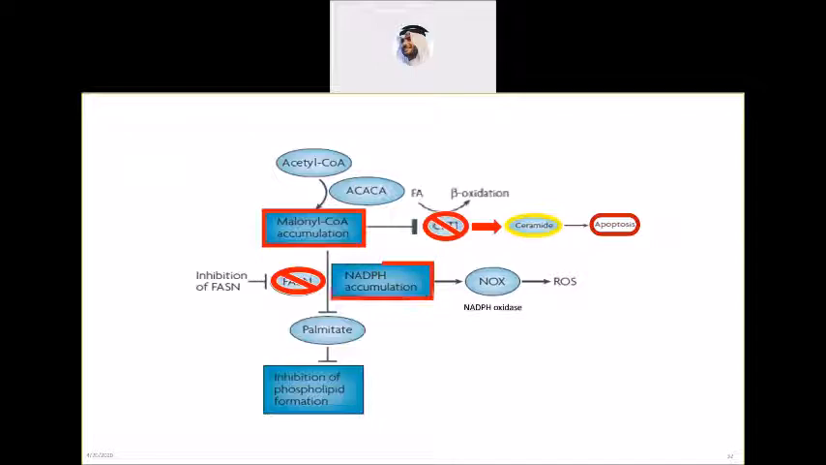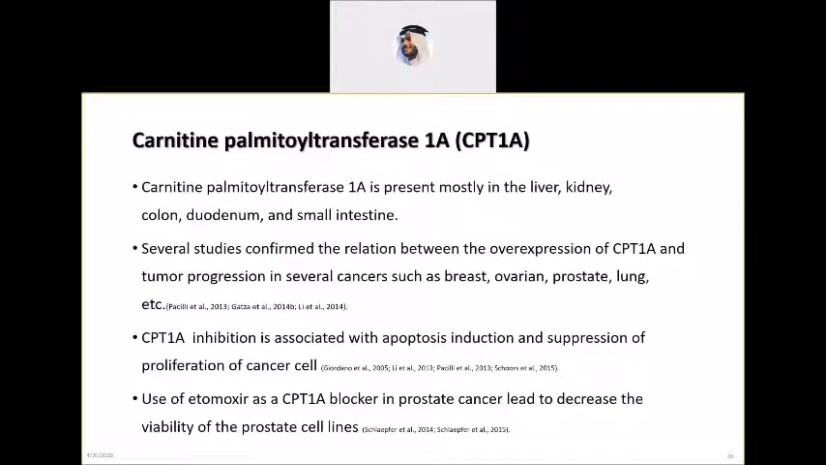At the same time, this inhibition will lead to accumulation of NADPH and the formation of NADPH oxidase and a high amount of reactive oxygen species. Also, the inhibition of palmitate production will lead to inhibition of phospholipid formation. So let's talk about these genes a little bit.